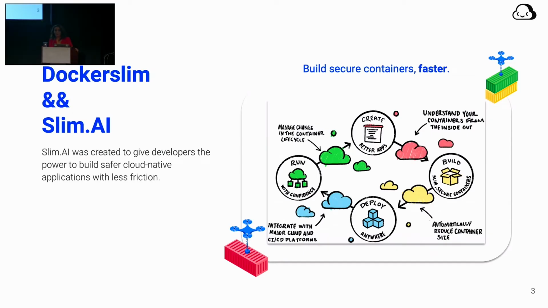But before we do so, I would like to see a show of hands. How many of you have heard about Docker Slim or Slim.AI before? Okay. So Docker Slim is our genesis, our DNA, our open source core. It's an open source container optimization tool. It has been on GitHub for quite some time, about 7 years right now.